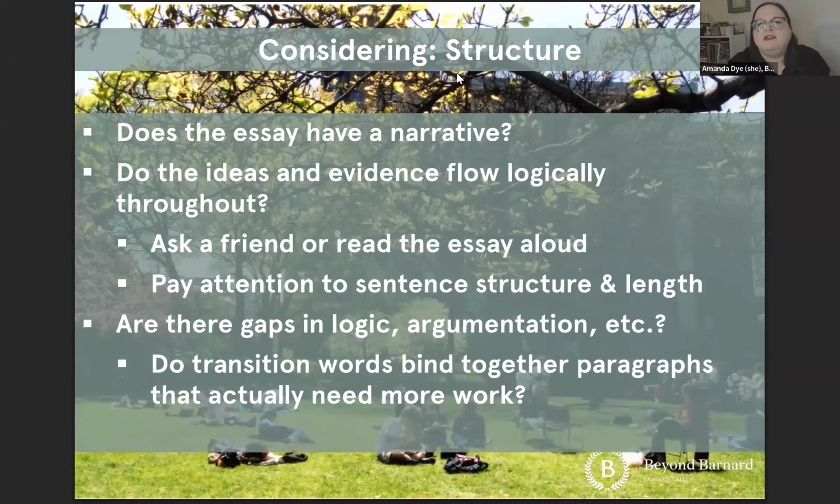When you're thinking about the structure of your essay, you want to ask yourself whether there's a clear narrative there. Are the ideas and any evidence that you're citing to support those ideas flowing logically? It's really helpful to have an outside reader read this. Again, sometimes those gaps between point A and B that we don't recognize, because we're talking about things that are very, very close to us, come out when someone else is reading.